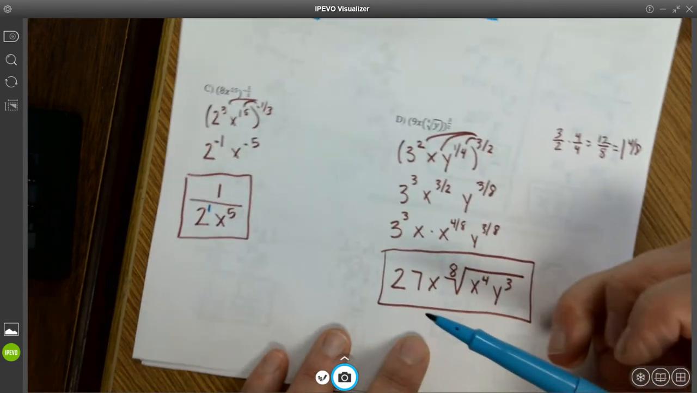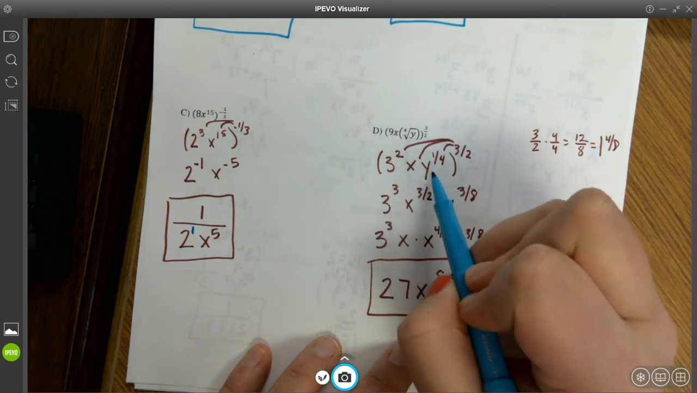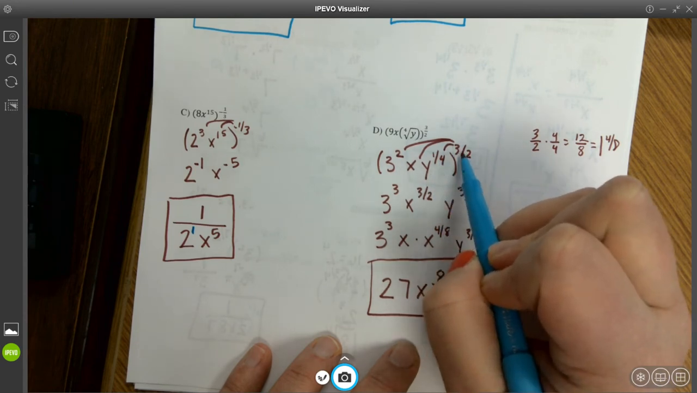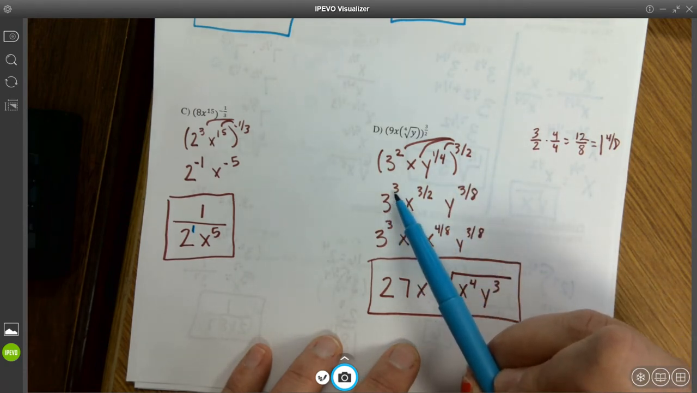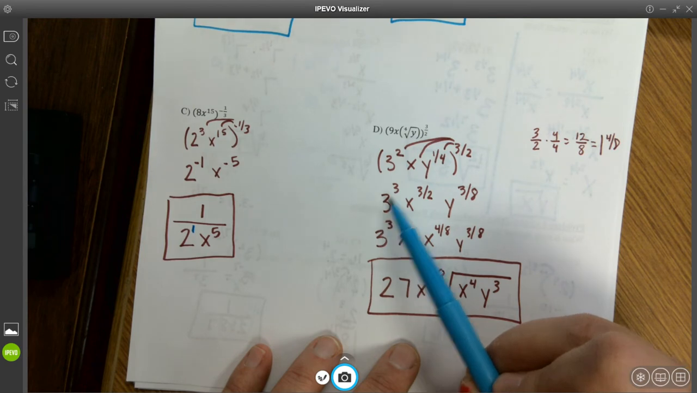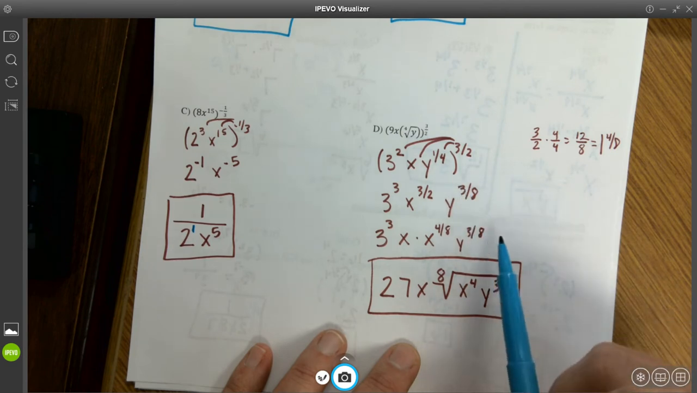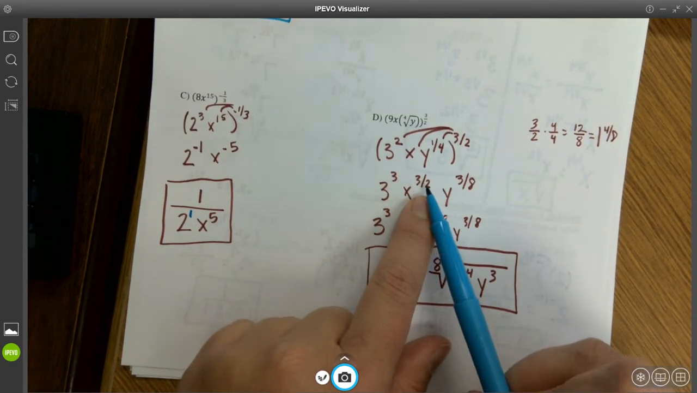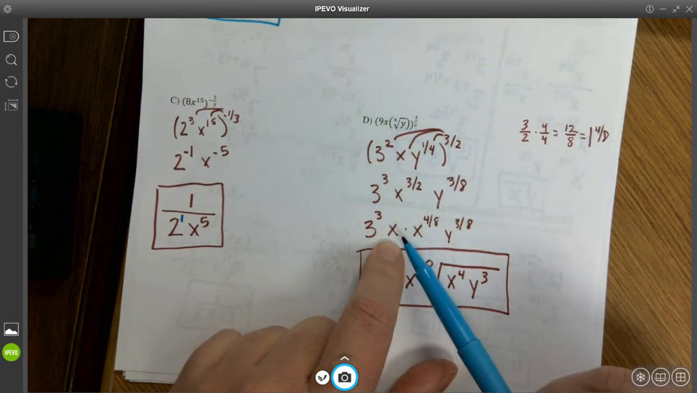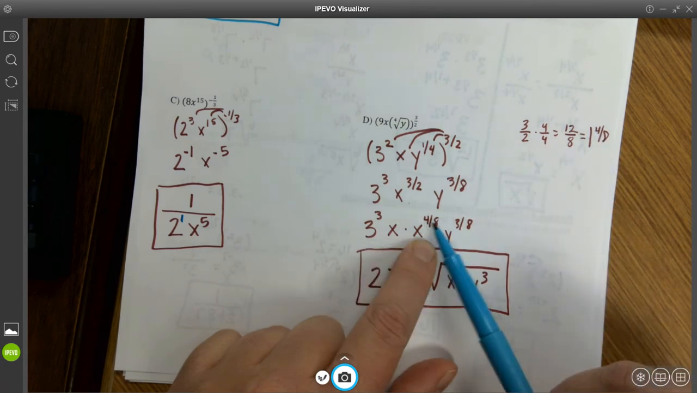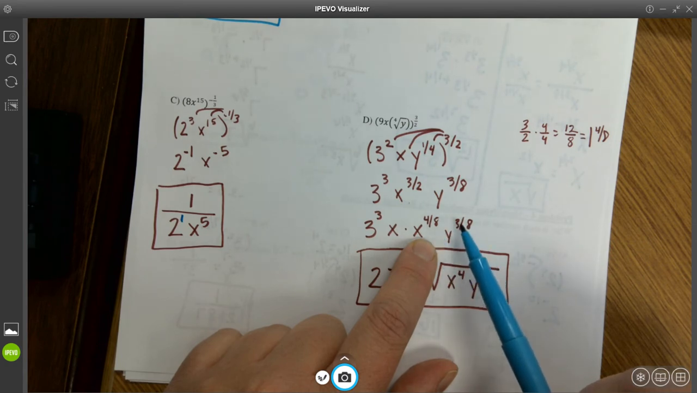Okay? Next one, I changed my 9 to 3 squared, and I changed my y to the 1/4. Power to a power, you multiply. So in this case, this becomes 3. Yep, just 3 cubed, sorry. X to the 3/2, y to the 3/8. Now right here, I split up 3/2 to an x, and then I also have 4/8 here. Because you have to have the same index. Whatever is left over, you have to have the same index. That means you have to have the same denominator.